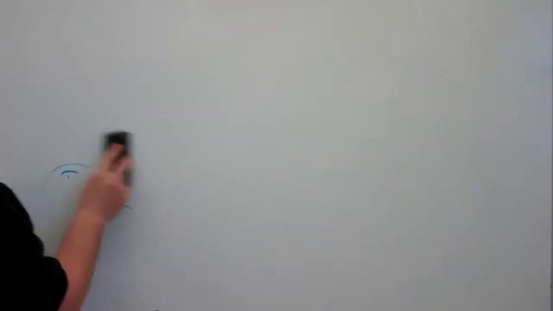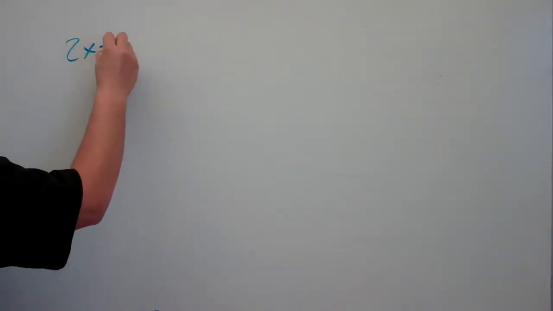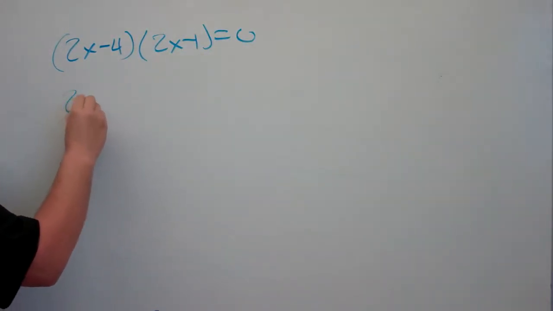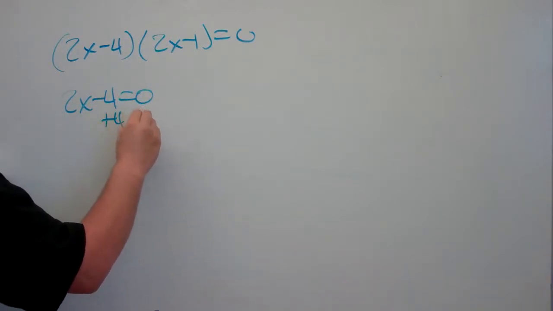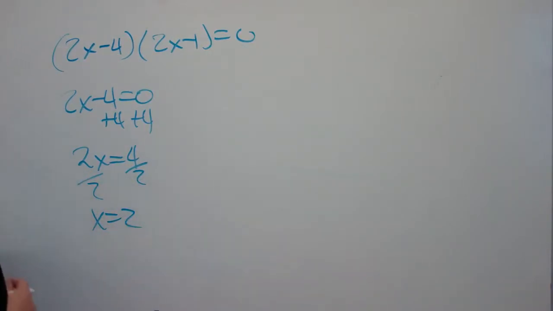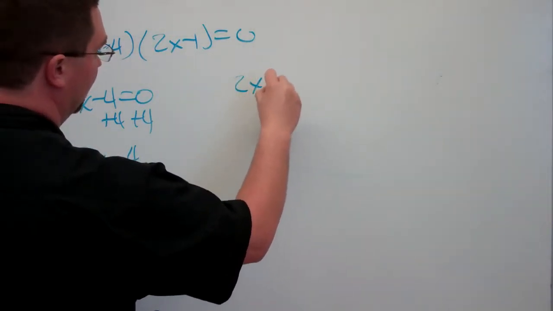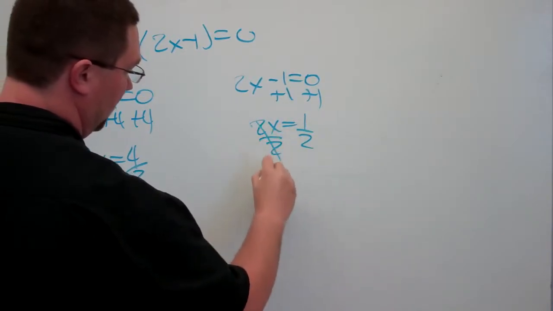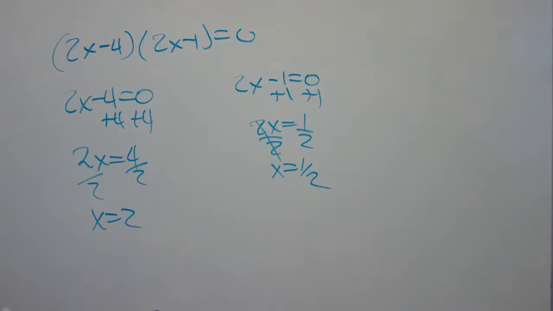13 is a zero product property again. So we have (2x minus 4)(2x minus 1) equals 0. So 2x minus 4 equals 0. Add 4. 2x equals 4, divide off the 2, x equals 2. 2x minus 1 equals 0, add 1, 2x equals 1, divide off the 2, x equals 1/2. So one of your answers is 2, the other one is 1/2, so the answer is B as in boy. Alright? That was 13. Let's go to 14.